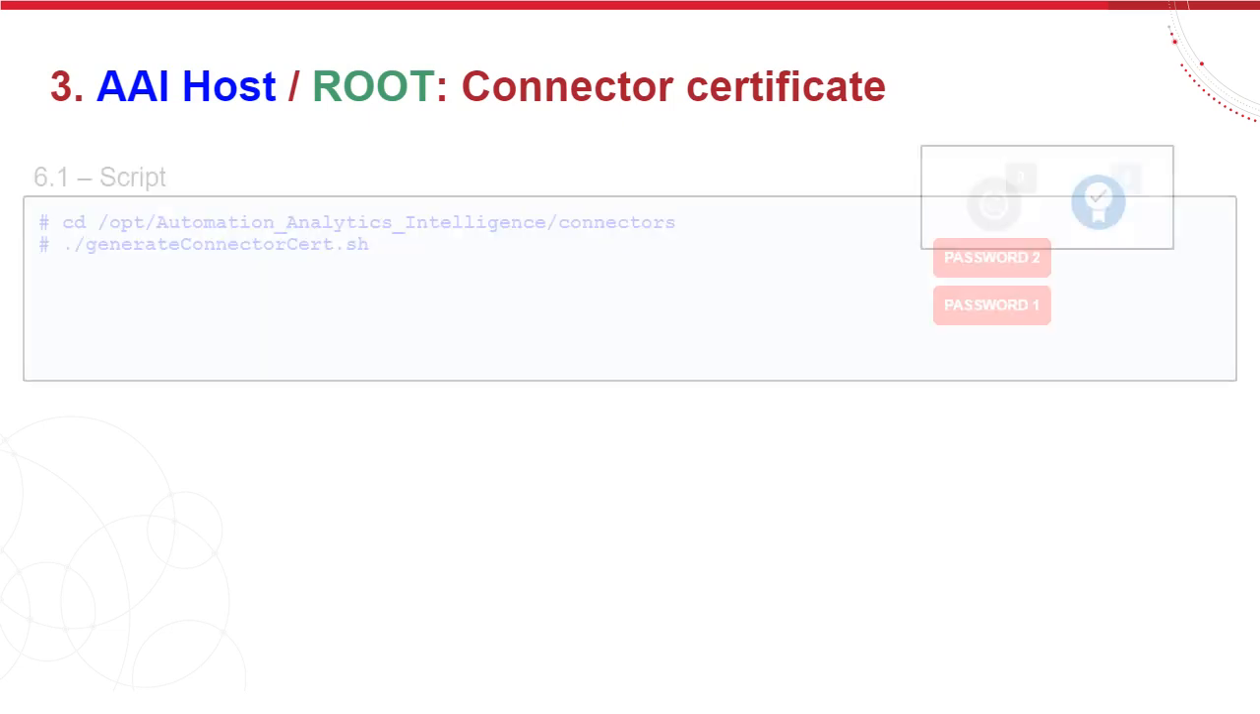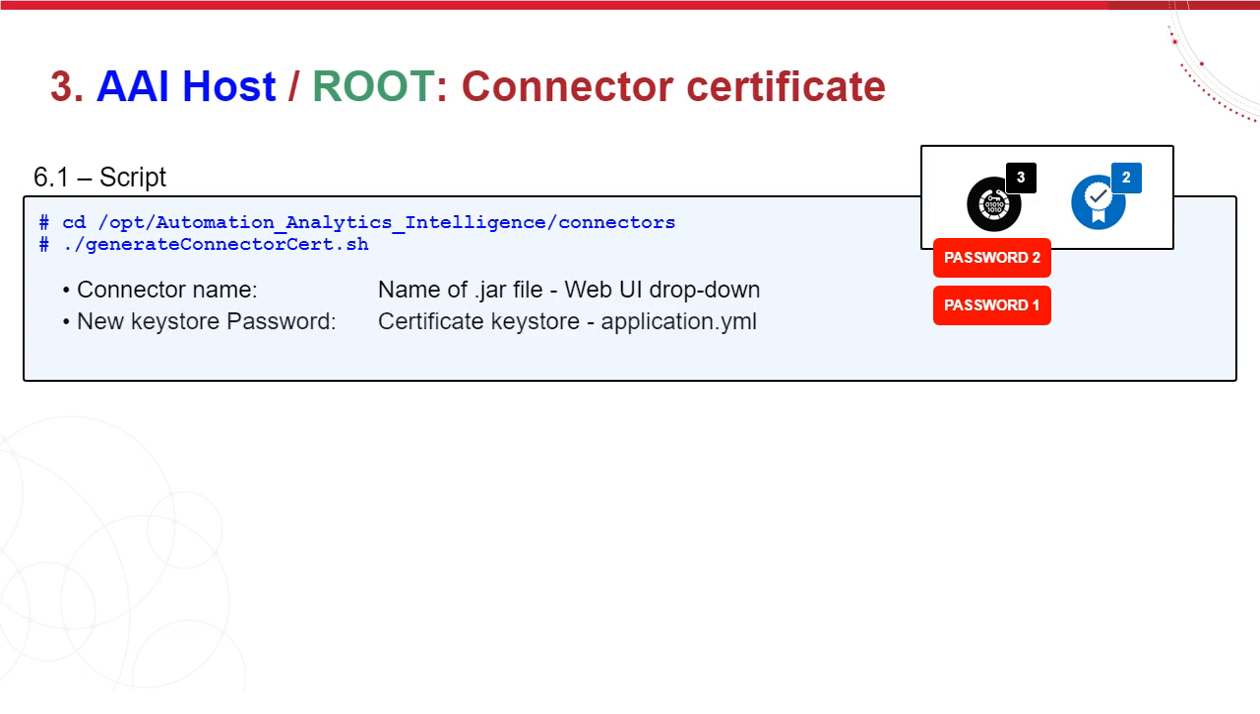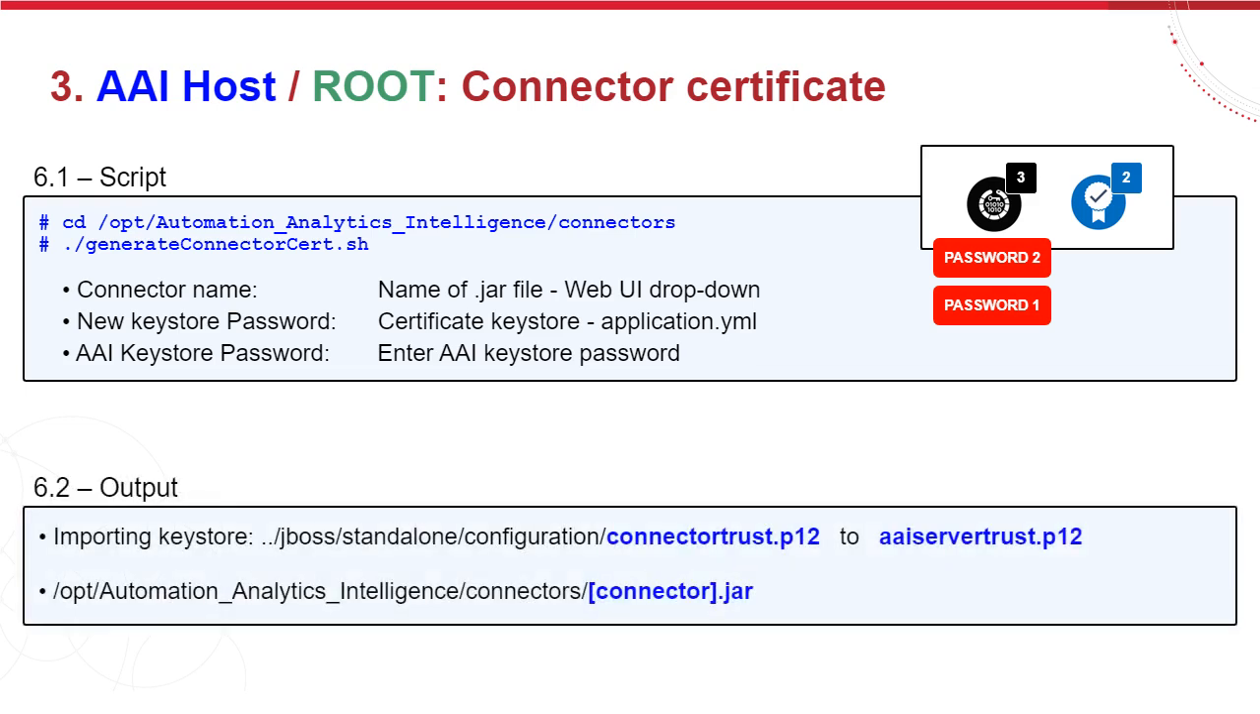We use the generate-connector-cert.sh script. The certificate name should be the name of the connector in application.yaml, used for the scheduler connection. This requires a key store which gets its own password, password 2. Then we confirm the AAI key store password, password 1. The trust store is updated with the new information and added to the server trust store. The jar file is created in the connectors directory.